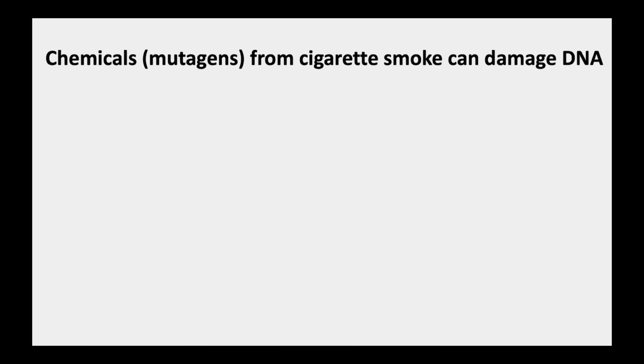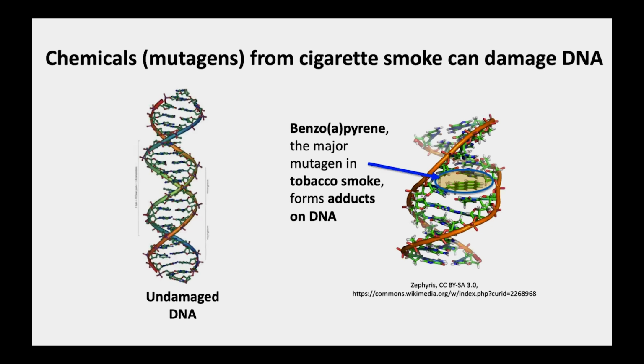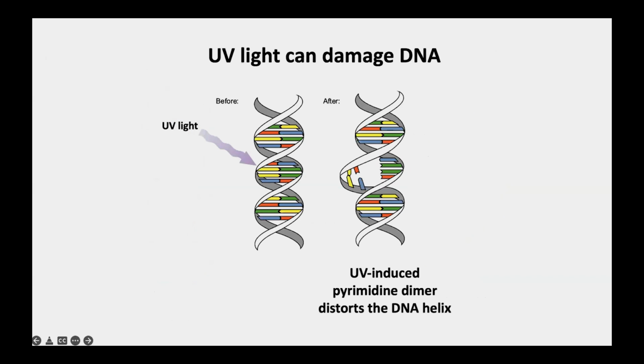Okay, so from our environment, there are many different types of mutagens, or things that cause mutations. One example is cigarette smoke. There's a chemical called benzo[a]pyrene in tobacco smoke that forms an adduct on our DNA. So it distorts the structure of the DNA, and that causes major problems when the DNA is trying to replicate. And another type of damage is from UV light, and that also causes structural damage to DNA.